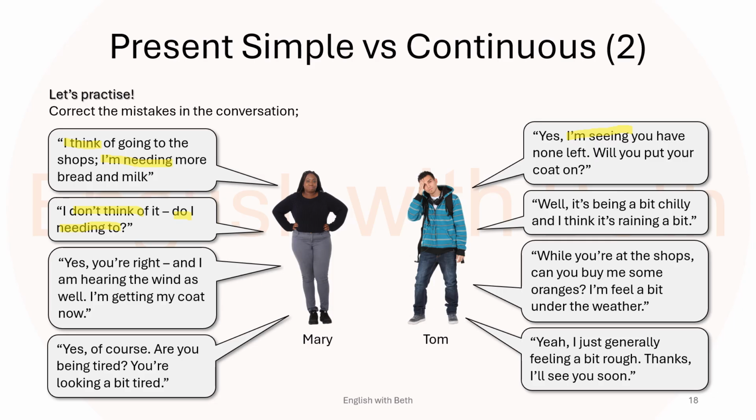Well, it's being a bit chilly and I think it's raining a bit. The mistake here is it's being a bit chilly. Yes, you're right, and I am hearing the wind as well. I'm getting my coat now. I am hearing the wind is a mistake. While you're at the shops, can you buy me some oranges? I'm feel a bit under the weather. I'm feel here is a mistake.